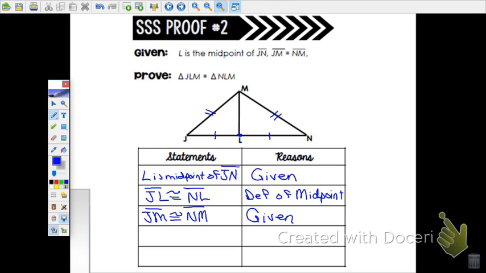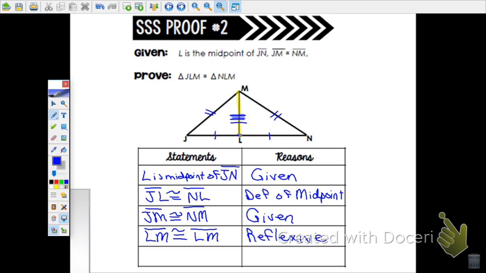Okay. So I've got two pairs of sides. I've used all my given information. What else do I know when I look at my picture? LM, because of the reflexive property. I've got that shared side. Okay, so I have that reflexive property. So I'm going to say LM is congruent to LM, and that is reflexive.